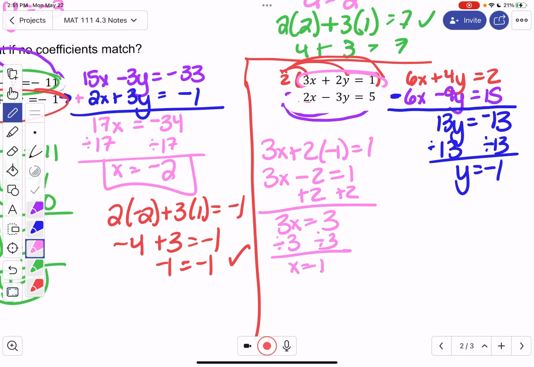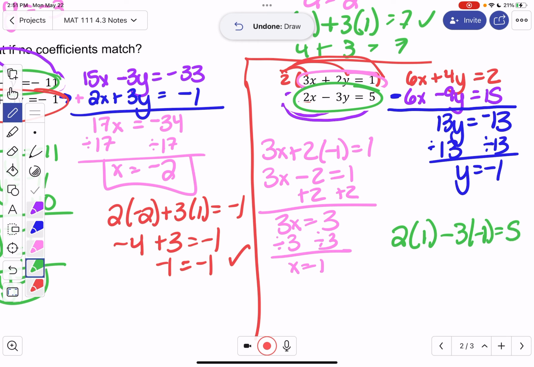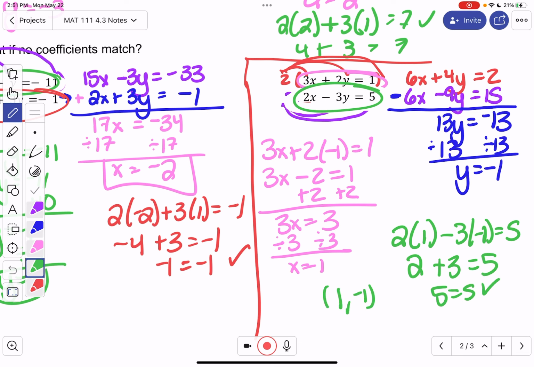Plug that into the other equation to check. So 2 times 1 minus 3 times negative 1 equals 5. 2 times 1 is 2. Negative 3 times negative 1 is positive 3. And 2 plus 3 is 5. So our solution is 1 comma negative 1.